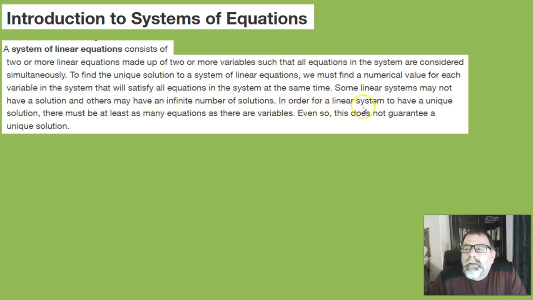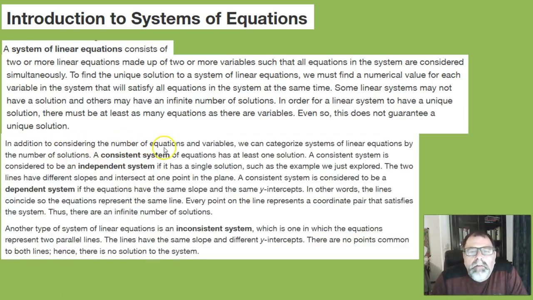In order for a linear system to have a unique solution, there must be at least as many equations as there are variables. Even so, this does not guarantee a unique solution. If you want to find a unique solution, the idea is if you have two variables, you need to have at least two equations. And to get a unique solution, there's this idea that we talk about, independent equations. So you need two linearly independent. You don't need to know that quite yet.